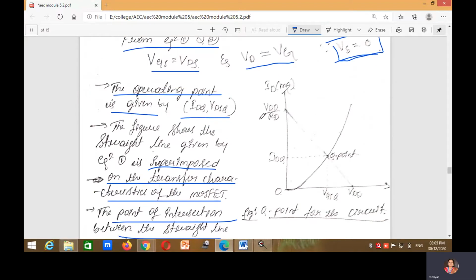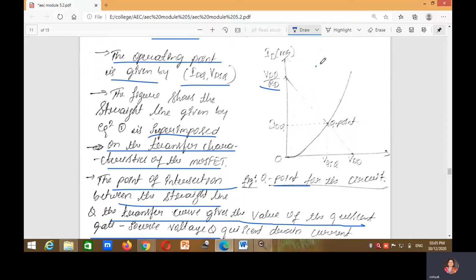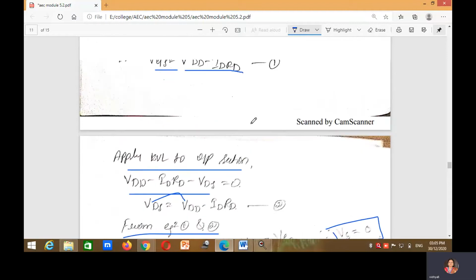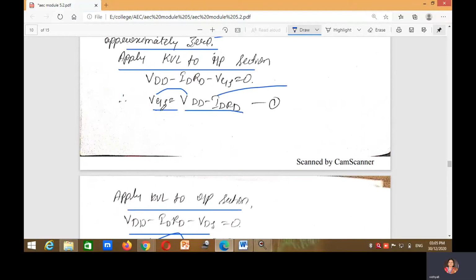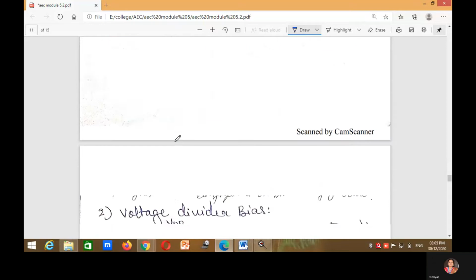This is the graph for the circuit. This is the quiescent point. The first condition is ID equal to 0, and the second condition is VGS equal to 0. In the VGS equation, you make VGS equal to 0 so that you get the ID equation. That is how to draw the DC analysis.